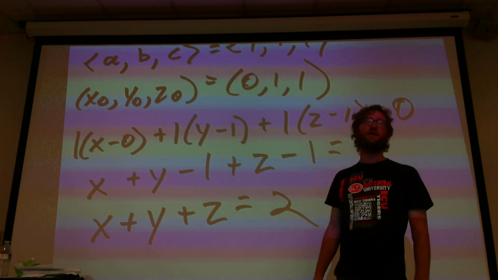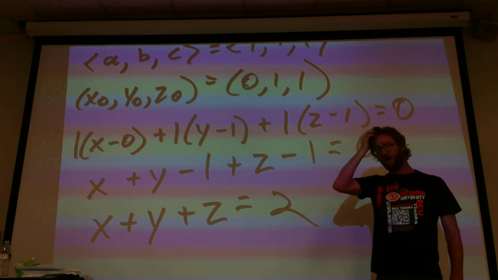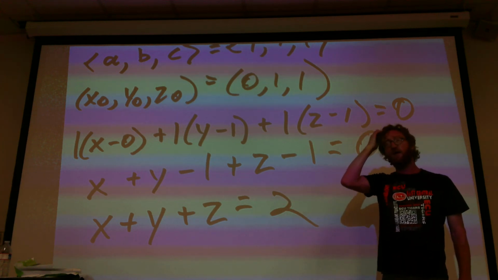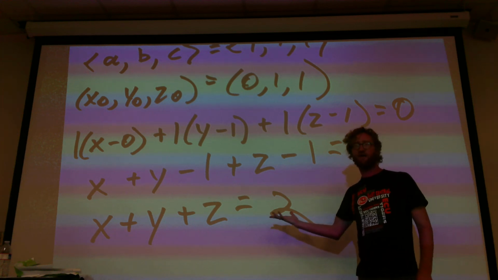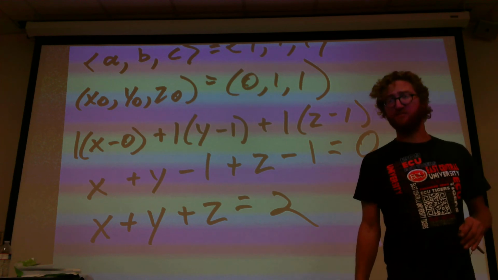So the equations that describe a plane are not unique in that sense. Since this is just an equality right here, you can always multiply both sides of the equation by a constant, and it still describes the same plane.